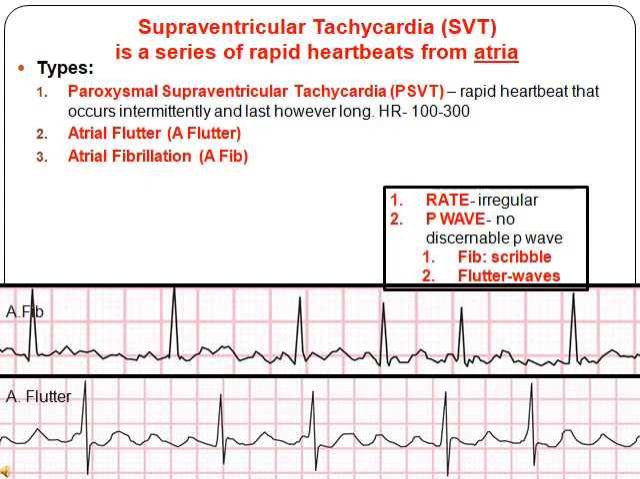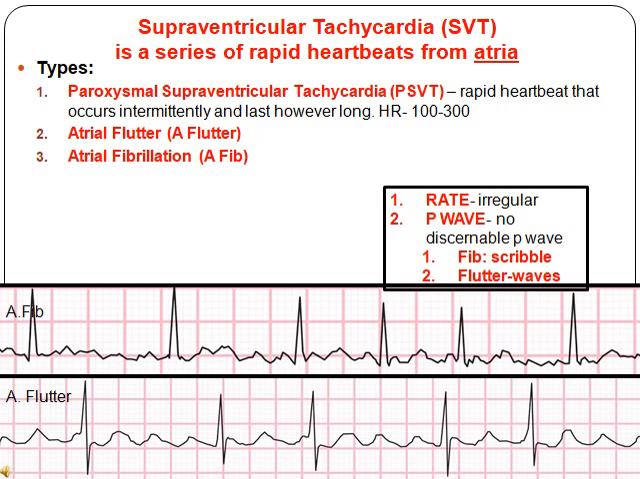Supraventricular tachycardia, SVT. These are a series of rapid heartbeats that originate from the atria. So in a normal heartbeat, the atria contract, the ventricles contract. The atria contract, the ventricles contract. A 1-to-1 ratio. In supraventricular tachycardia, you have the atria contracting much faster than the ventricles. It's not a 1-to-1 ratio.